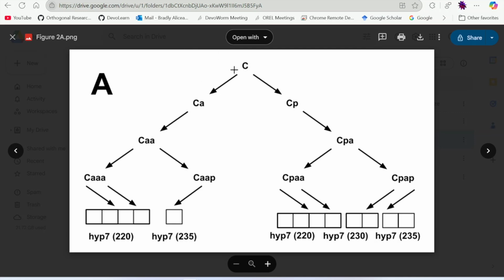So you have your sublineage C, and you go down, you have the anterior and posterior direction. In the anterior direction, you have CA, CAA, and then you get these hypodermal 7 cells, more hypodermal 7 over here, and you get these at different time points. So that's what these numbers in parentheses are. You get 4 here from CAAA, 1 from CAAP, 4 from CPAA, and 4 from CPAP at slightly different times. And so those are all in place.